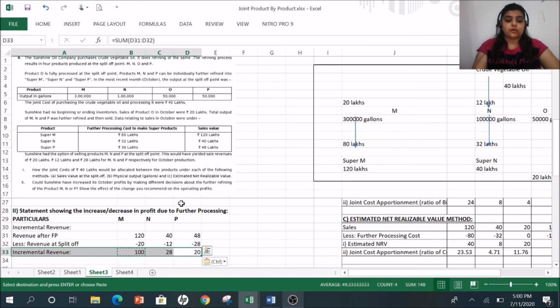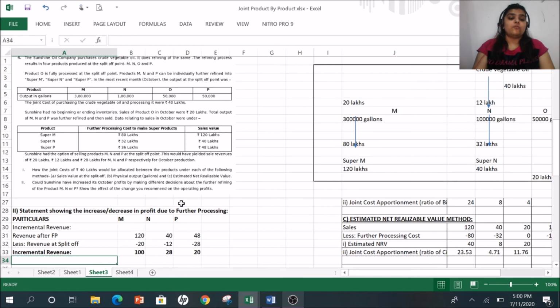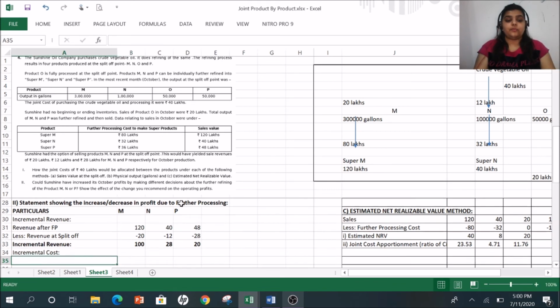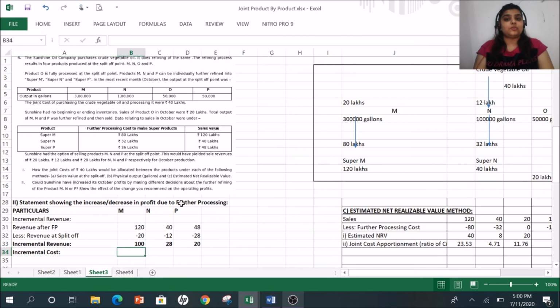But for earning this extra revenue, how much extra spending did you do? That would be the incremental cost. Your incremental cost for further processing is only the further processing cost. To earn an extra revenue of 100 lakhs, you have gone through this process, and in this process you have spent 80 lakhs. For N it is 32 lakhs and for P 36 lakhs.